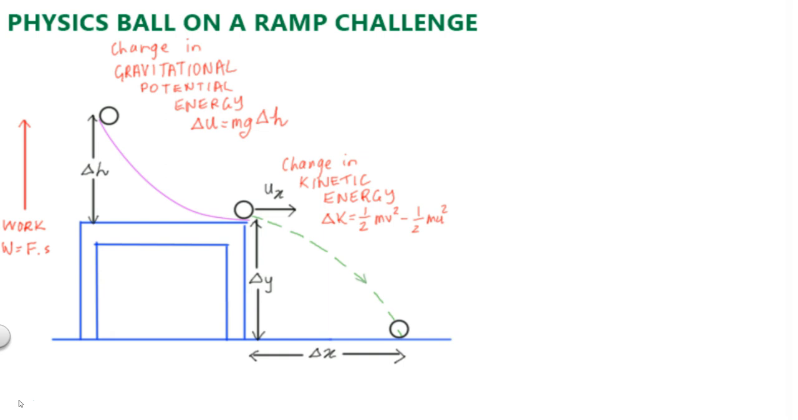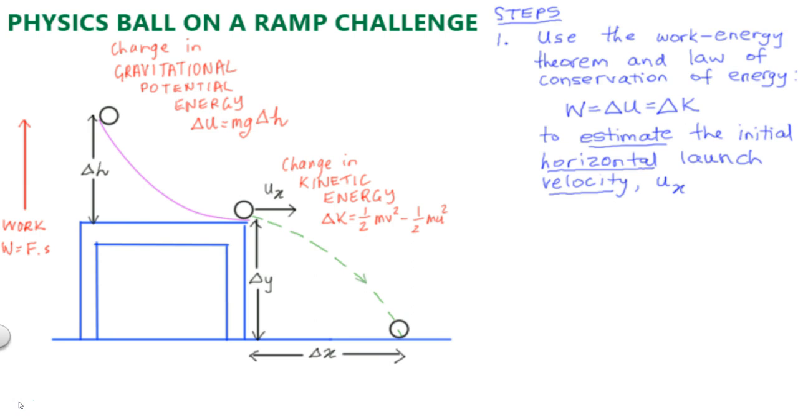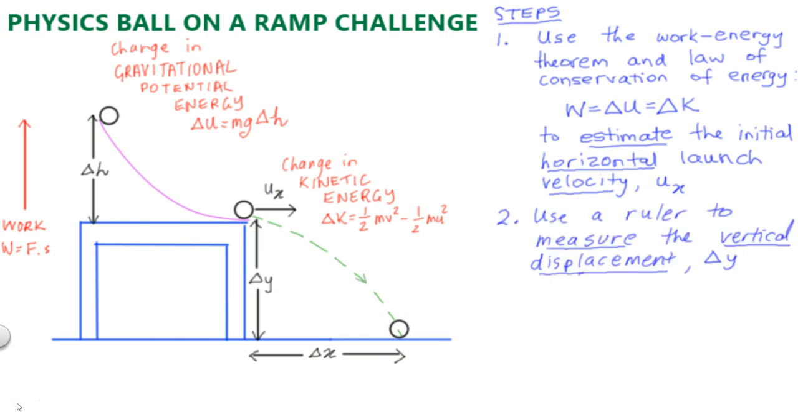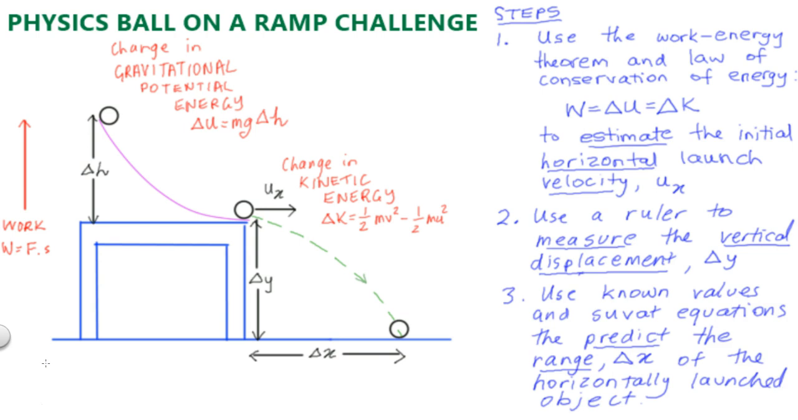Now I'll outline 3 steps for you to complete this challenge. Step 1, use the work energy theorem and law of conservation of energy to estimate the initial horizontal velocity. I'll go through this step shortly. Step 2, you'll measure the vertical displacement or the height of the table using a ruler. Step 3, use known values and your Suvat equations to predict the range of the horizontally launched car.